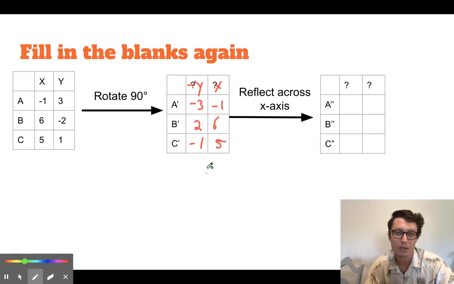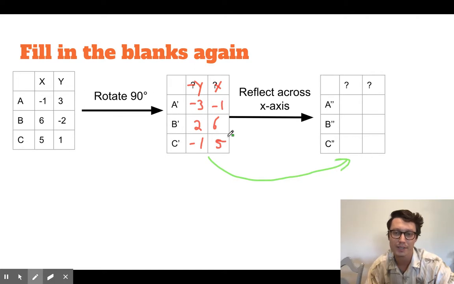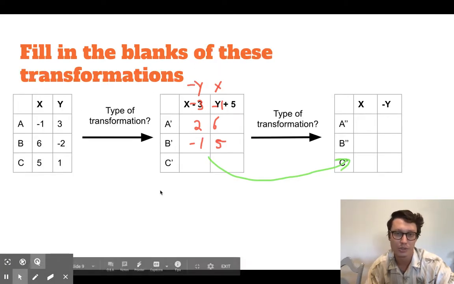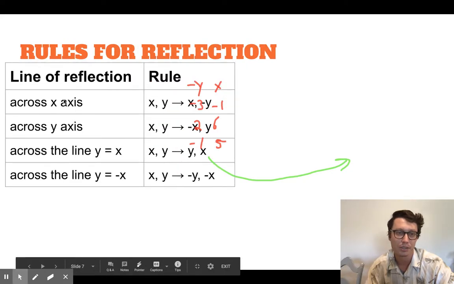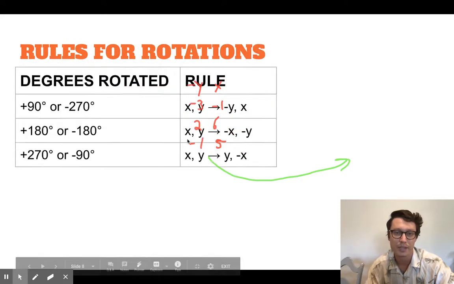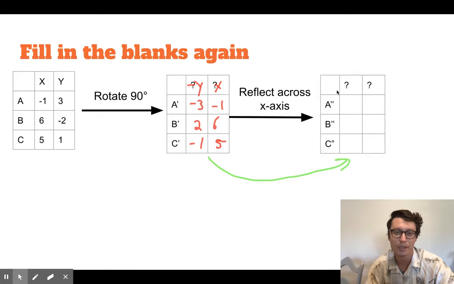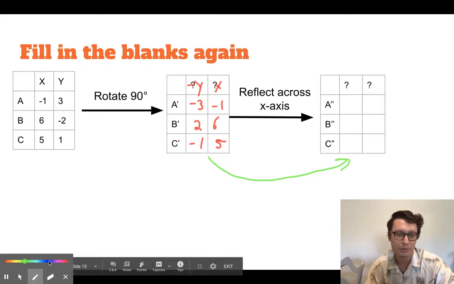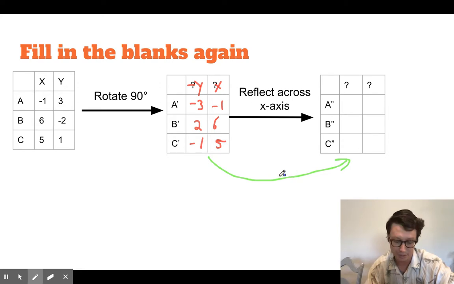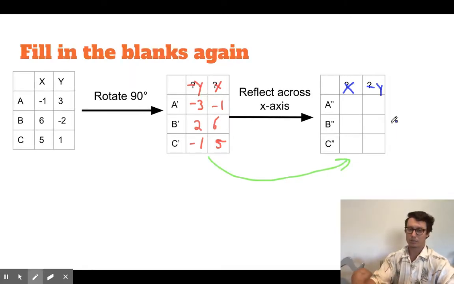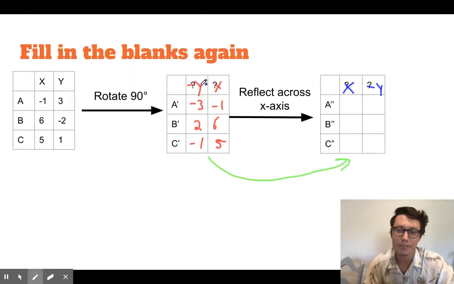Okay, now we're reflecting across the x-axis, right? So look in your rules, reflect across the x-axis. Across the x-axis, (x, y) changes to (x, -y). Sorry about that. Our rule here is, if we write in a different color, (x, y) reflects over the x-axis, changes to (x, -y). Now, one thing that's really tricky. Over here, we have -y and x, okay? Remember, these are just the rules of rotating 90 degrees.